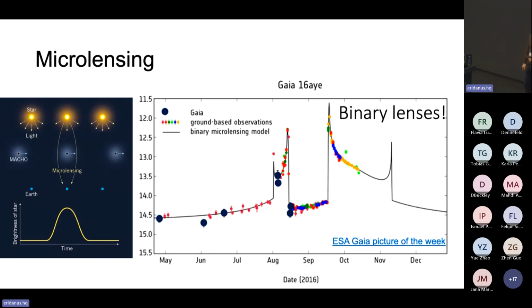But it doesn't have to be a single source. You can also have binary sources, and here's a really beautiful example from Gaia that was one of the early images of the week from Gaia.